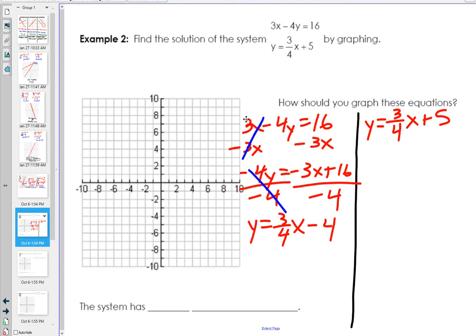Let me think. I think I got it. And what else? Same slope, different y-intercept. So tell me what the same slope is. What slope do both of these lines have? 3/4. Good. And what are the two different y-intercepts? Wait, so they don't intersect? So they don't intersect.